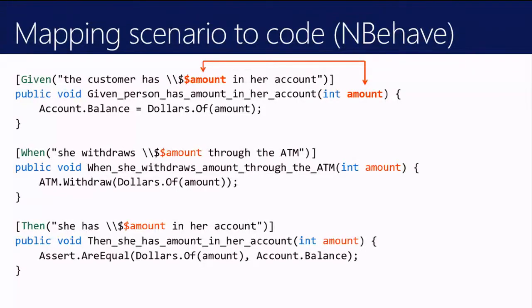So in the given method, I can say that I set the balance to that amount, but in the withdraw step, I use what you saw before. I say withdraw and this many dollars. And then in my then step, I can assert that the balance on the account is what is expected from the step. And then, of course, I can have much more that checks for some sort of event that relates to dispensing money and printing a receipt.